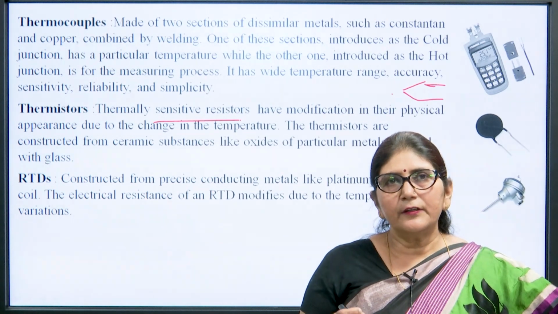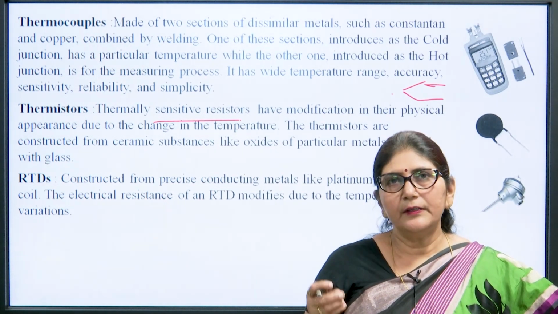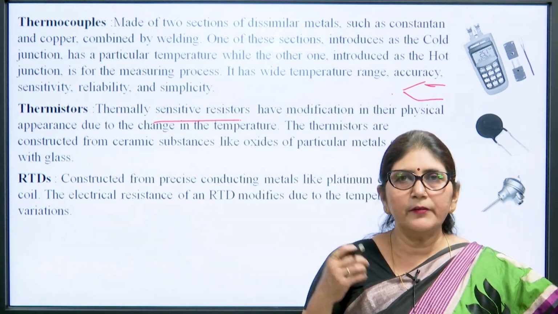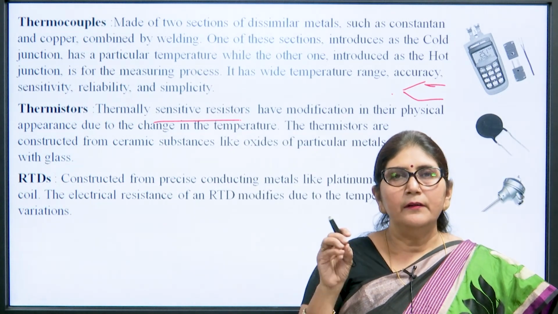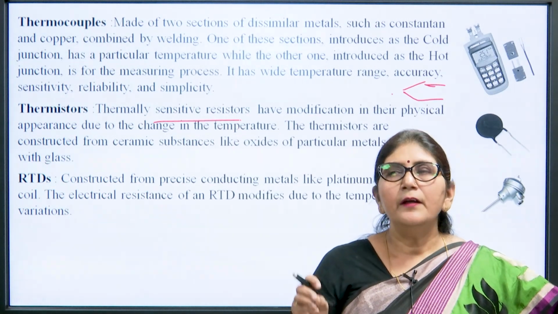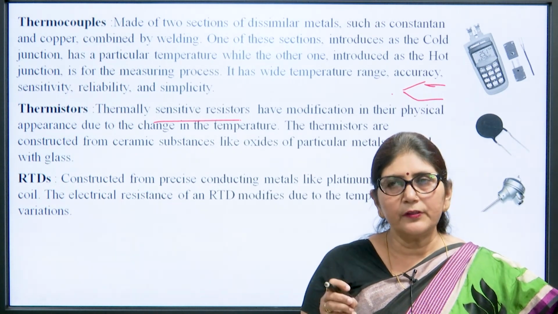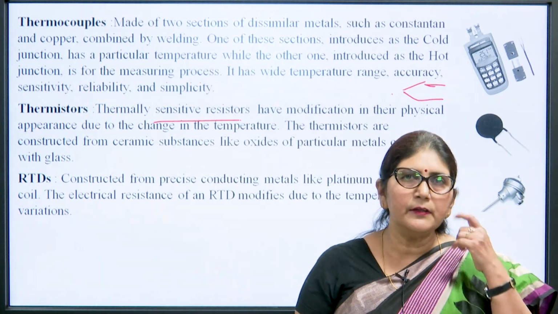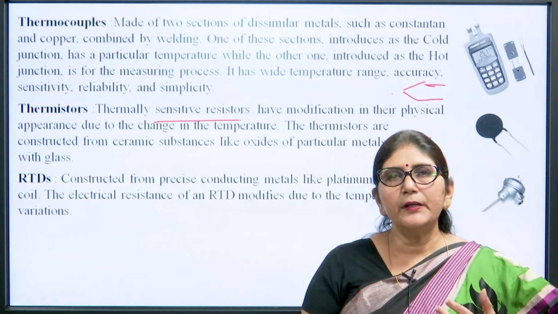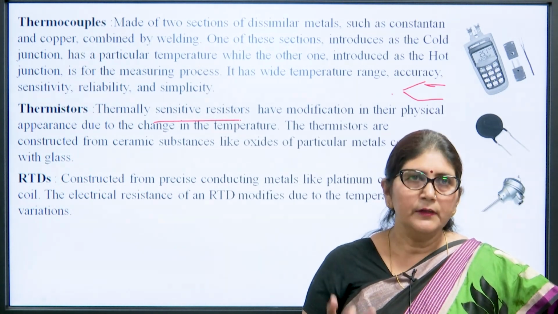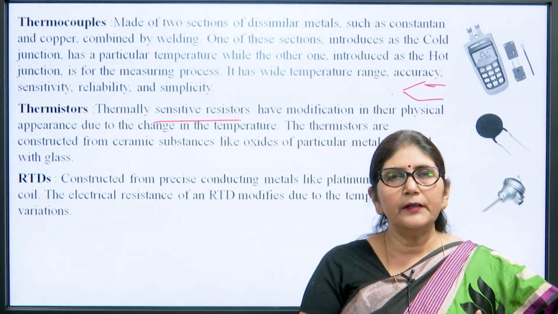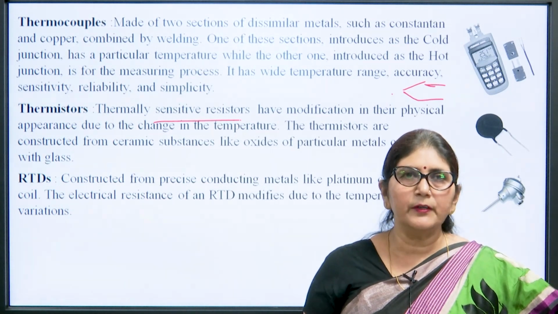Thermistors are constructed from a ceramic substance like oxide of a particular metal covered with glass. It is covered with glass to protect that particular device. Thermistors are made up of semiconductor material, and it is of two types. One is the positive temperature coefficient thermistor, and the second is the negative temperature coefficient thermistor. When it is made up of semiconductor, then it is a negative temperature coefficient thermistor, and if it is made up of a mixture of metal with semiconductor, then it is a positive temperature coefficient thermistor.